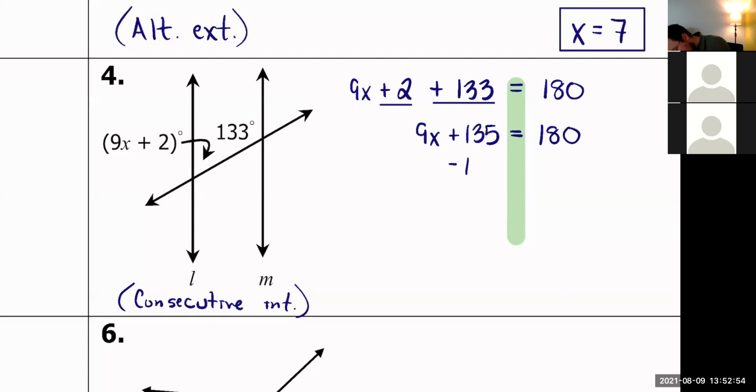And then to solve it, I'm going to subtract 135 from both sides. Oops. Too fast for me, Misty. What was the 180 minus 135? 45. So 9x equals 45. Divide both sides by 9. You will get x equals 5.